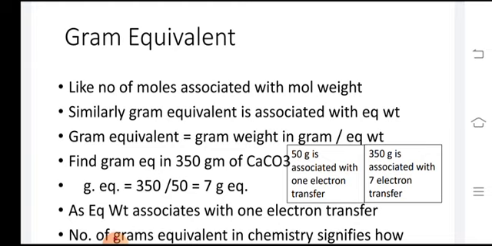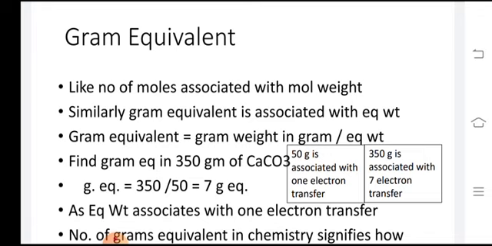This will be giving us gram equivalent. And how will we find it? We need the given weight of any compound, and we also need the equivalent weight. So we have an example: find the gram equivalent in 350 grams of calcium carbonate.